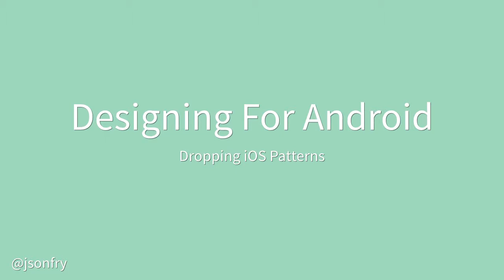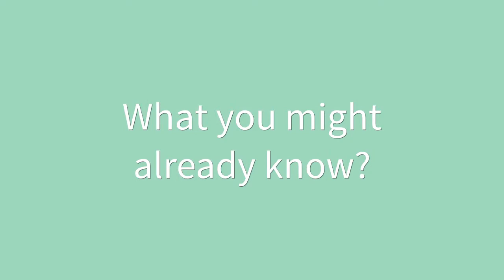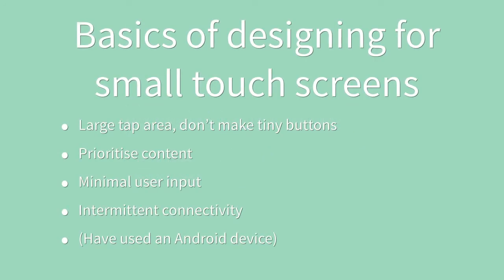Today I'm going to be talking about designing for Android and how that differs from designing for iOS. So there'll be some do's and don'ts and all sorts of other things. These are some things you might already know. They are a few basics of designing for small screens. I'm going to go over these quite quickly because these are not necessarily related to Android and iOS differences.